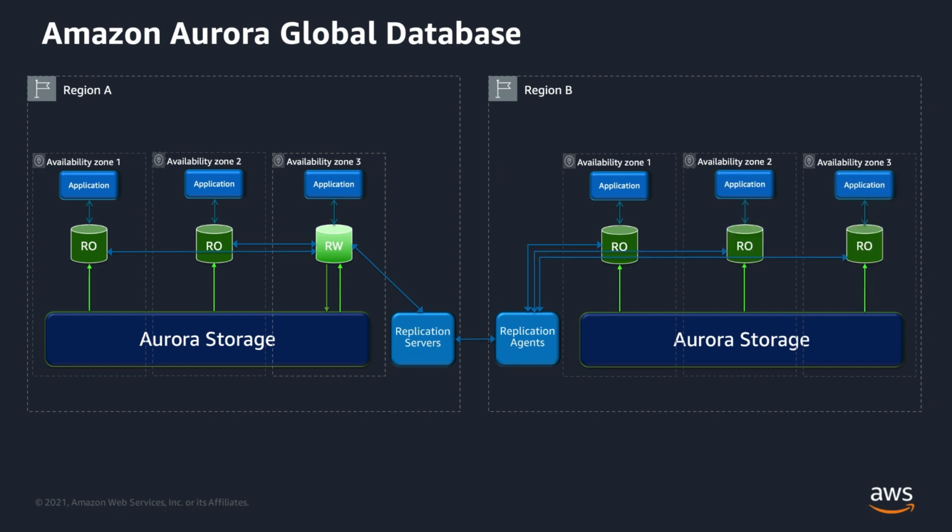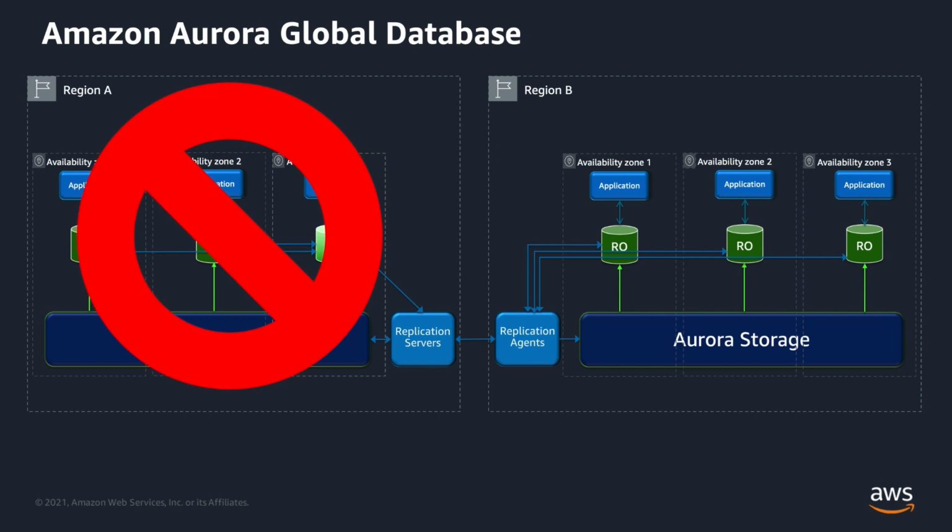Now, in the case of multiple read-only nodes, you can have up to 15 in the secondary region that can again attach to your Aurora storage, which is the same storage, and read and horizontally scale your read architecture, making it more highly available in the other region.